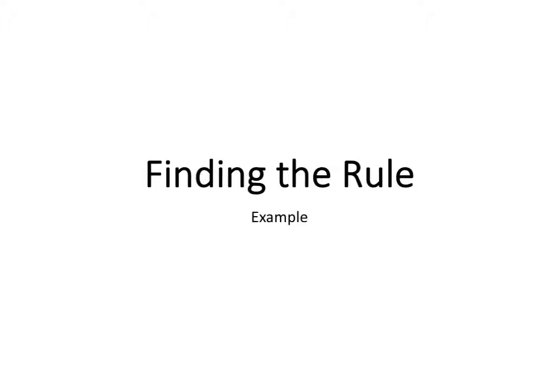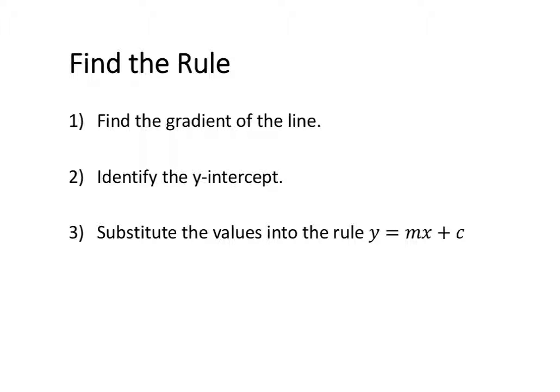In this video, we're going to have a look at how to find the rule of a linear line using a graph. So to find the rule of the linear line, our first step is to find the gradient of the linear line using our formula. Our second step is to identify the y-intercept. And the third step is to substitute those values into the general rule y equals mx plus c.